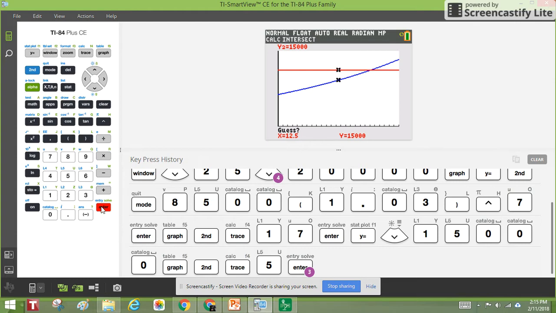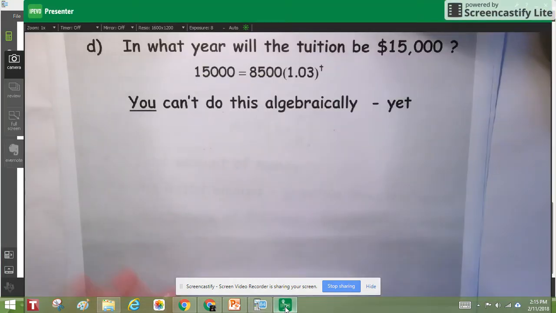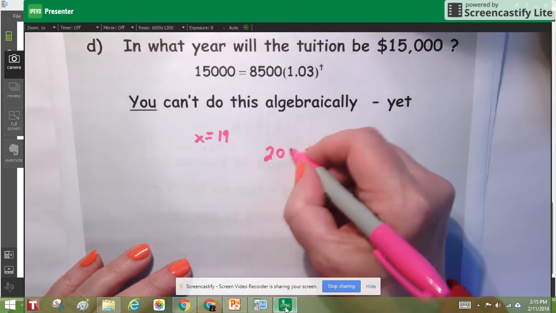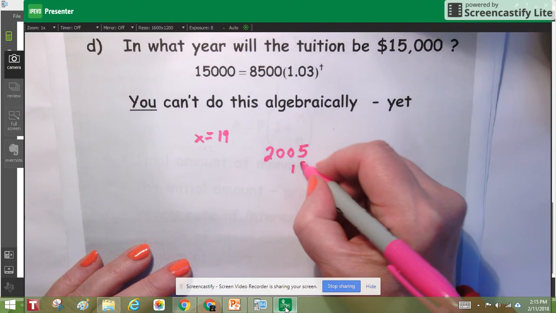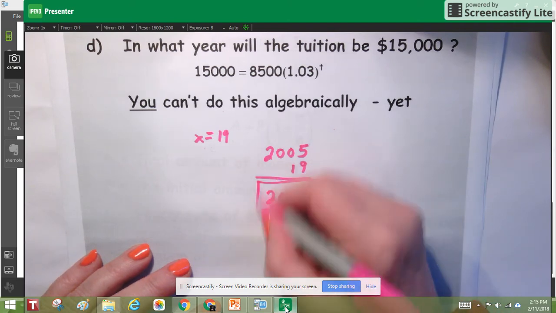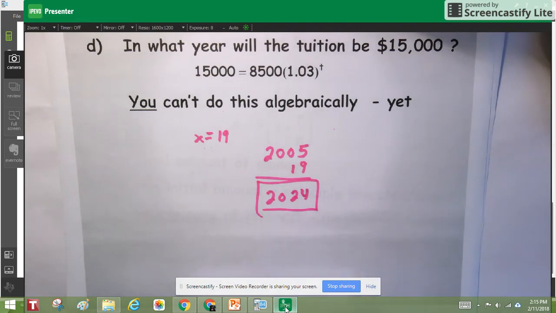Yes, I would like you to guess. And then it tells you here your intersection is at 19.2. So what that means here is that x equals 19, and since we started in the year 2005, if I add 19 to that, in the year 2024 is when the tuition will be about $15,000.